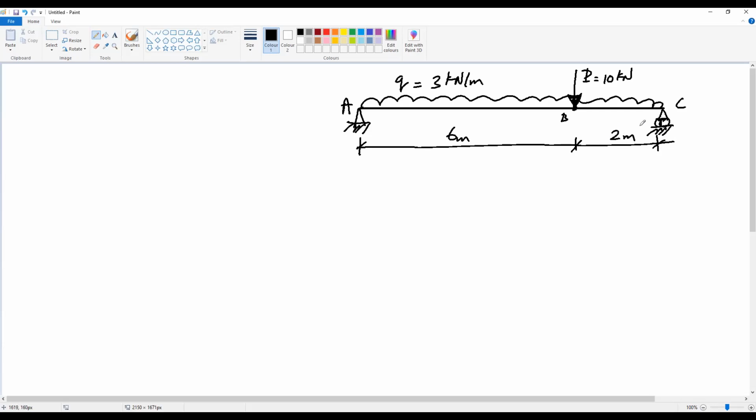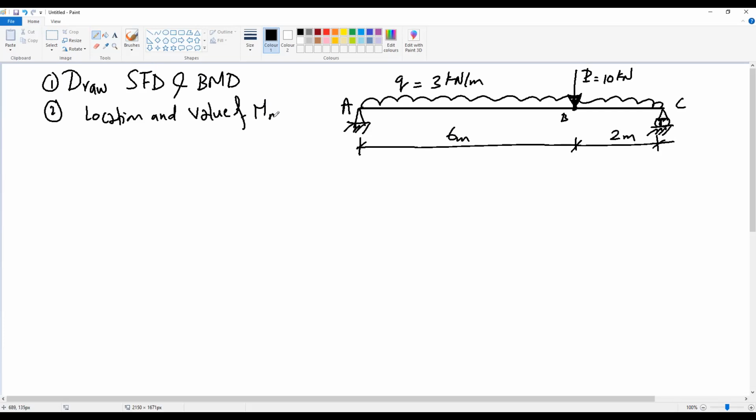B to C. Okay, the requirement again, we need to draw the shear force diagram and bending moment diagram. This is the first one. Second one is the location and value of M max, which is the maximum moment of this beam. So these are the two requirements we have, and we need to draw the bending and shear force diagram.